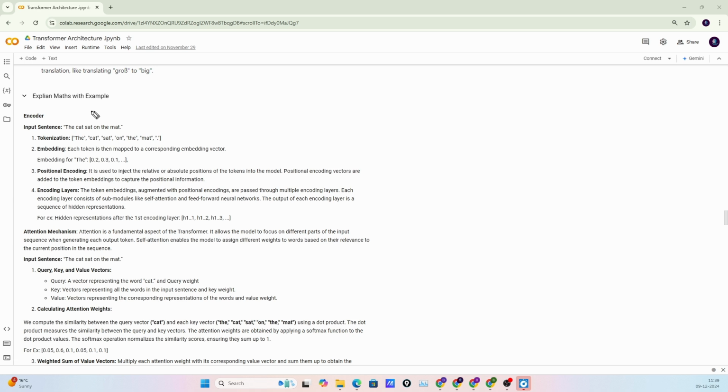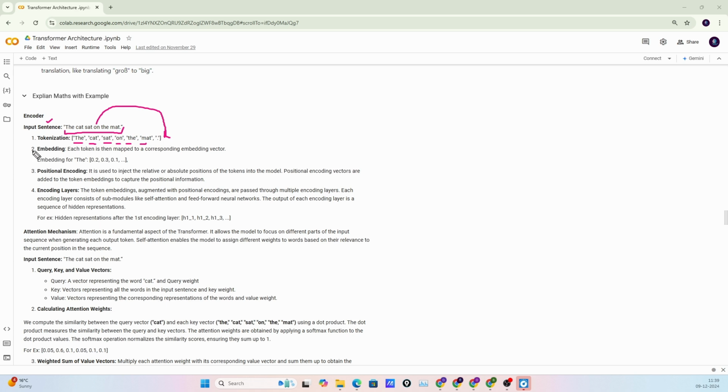You can see the transformer with the help of an example. Suppose this is the input sentence: the cat sat on the mat. The very first step in the transformer is tokenization. First this sentence is converted into token format. This is the tokenization: the, cat, sat, on, the, mat. Basically we split this sentence into tokens.